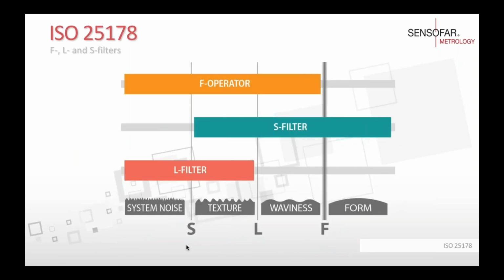This schematic is explaining the same, but in a different way. With an F operator, we are going to keep the system noise, the texture, and the waviness, and we are going to remove the form. While if we use an S filter, what we remove is the system noise, and we keep texture, waviness, and form. And finally, if we apply an L filter, what we keep is the system noise and the texture.